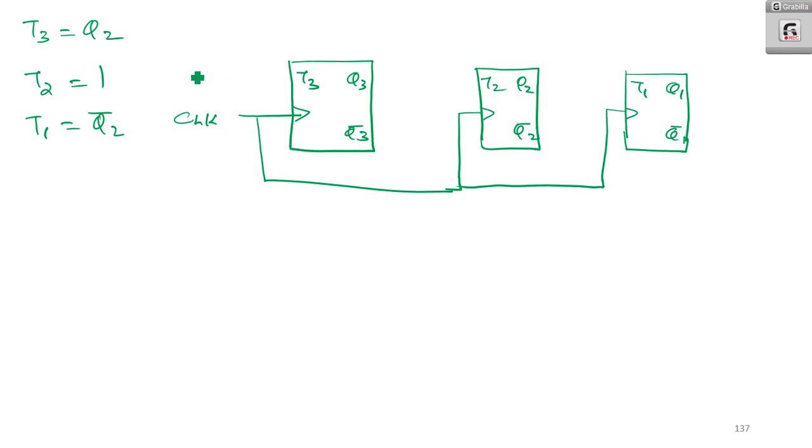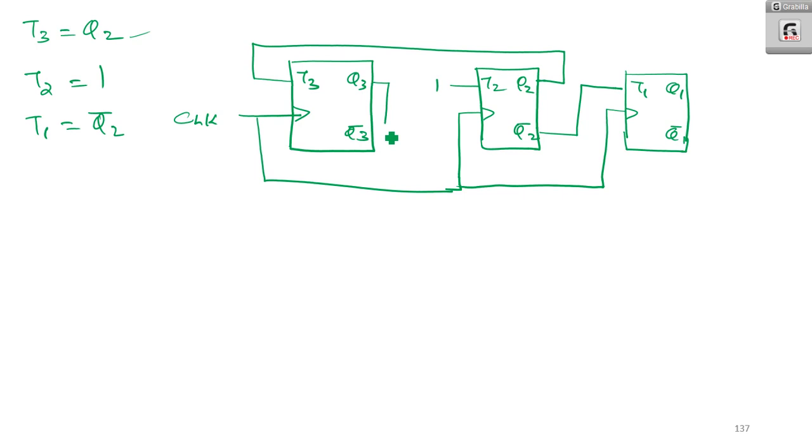Okay. Now what is T3? T3 is equal to Q2. So you can draw like this. T3 is equal to Q2. Then T2 is equal to 1. What is T1? T1 is equal to Q2 bar. So we can write T1 is equal to Q2 bar.